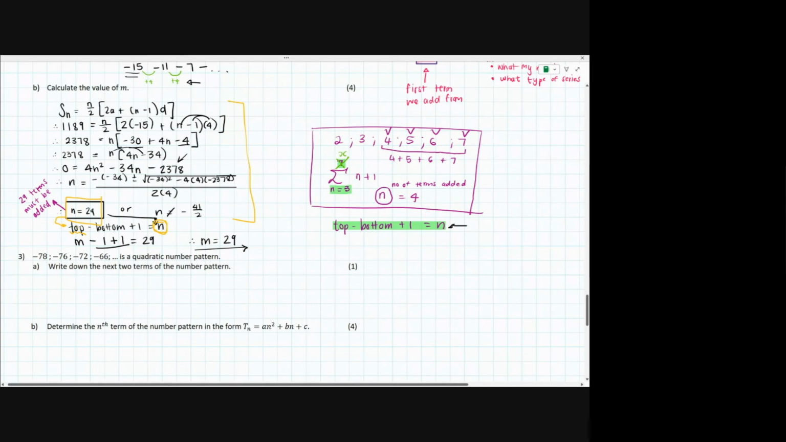It's usually the top number that we're missing. And then you'd solve. So if, for example, the bottom number was 4, we would have m minus 4 plus 1 equals 29. And we'd go and solve that, m is equal to whatever. So we actually do the sum first, we get n, and then we substitute into the formula. Hope that makes sense. Okay, cool.